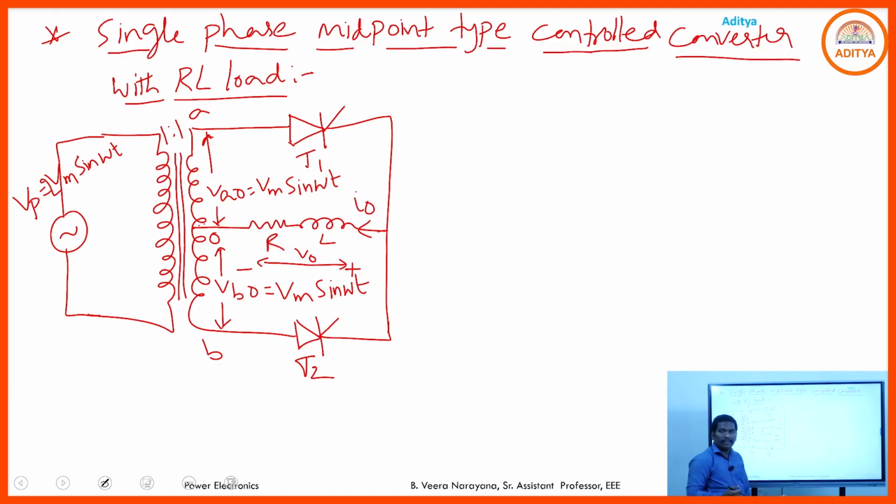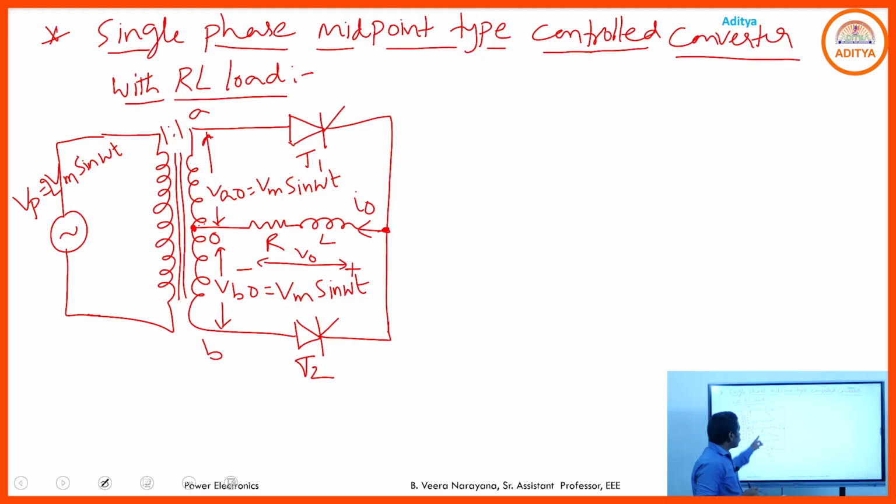Coming to this single phase midpoint type full wave control converter with RL load, here is the circuit diagram. It consists of one isolation transformer whose secondary winding is provided with a center tapping, and two ideal SCRs. Here we have the RL load, a resistor and inductor connected in series, and the load is connected between the common cathodes of the SCRs and the midpoint of the secondary winding of the isolation transformer.